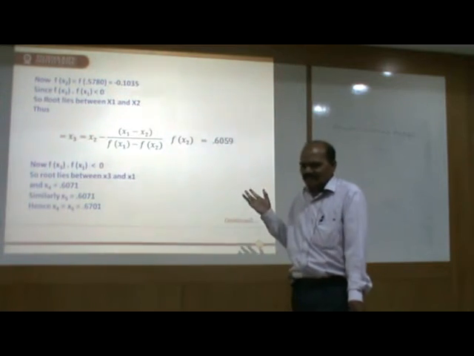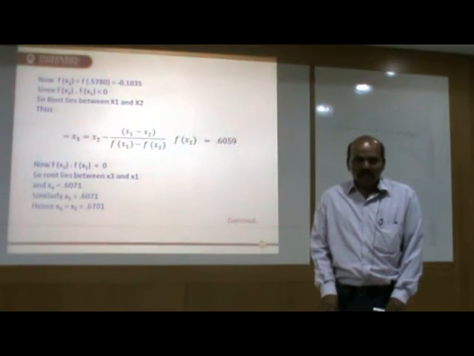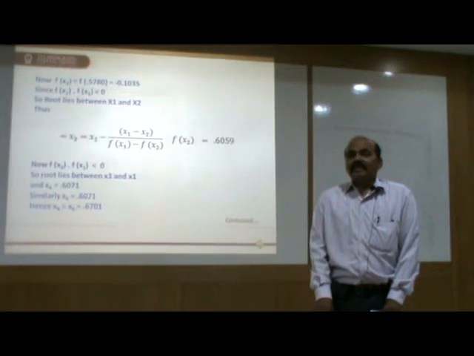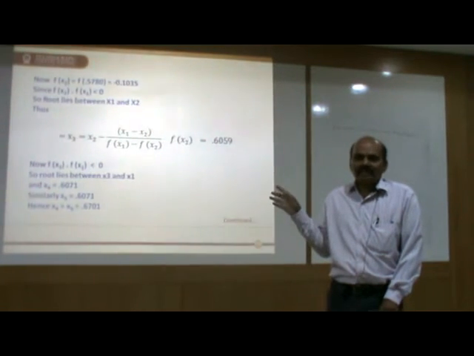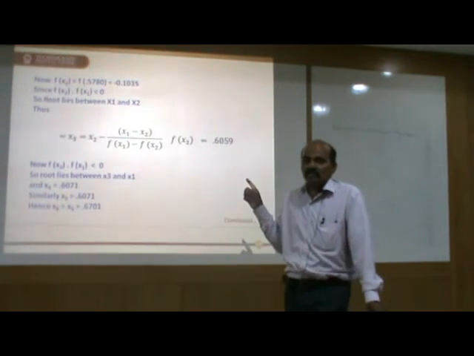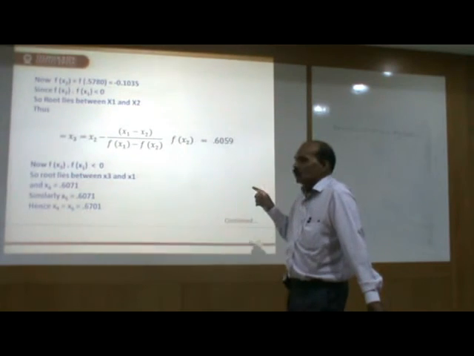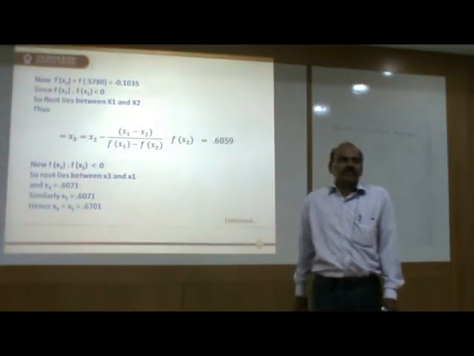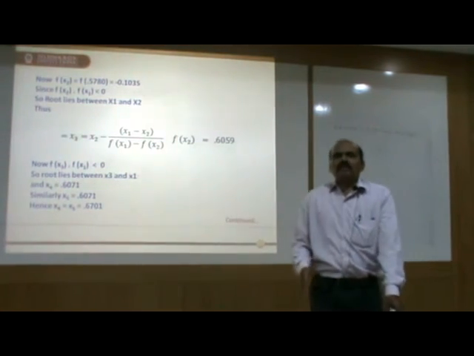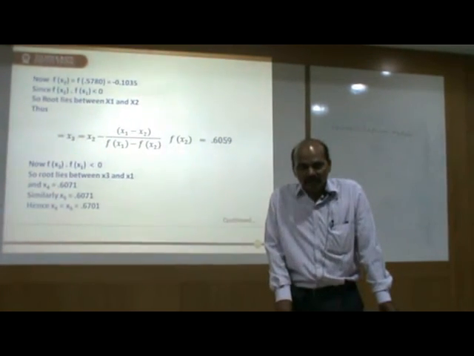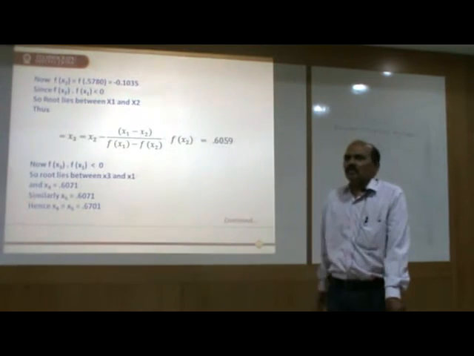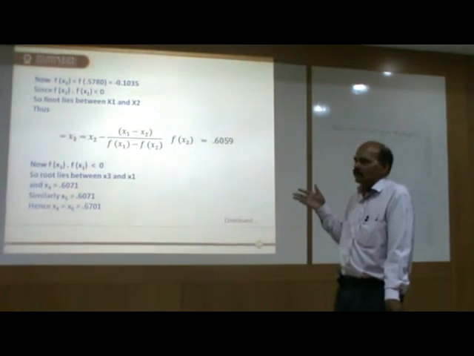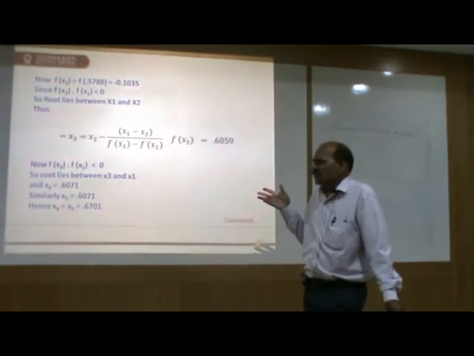So here we have seen that this regula falsi method requires 5 steps, whereas in Newton's Raphson method, our root was obtained in 2 steps. So Newton's Raphson method is faster. The rate of convergence of Newton's Raphson method is quadratic, that is, it is of second order, and the rate of convergence of this method is lower, it is linear.